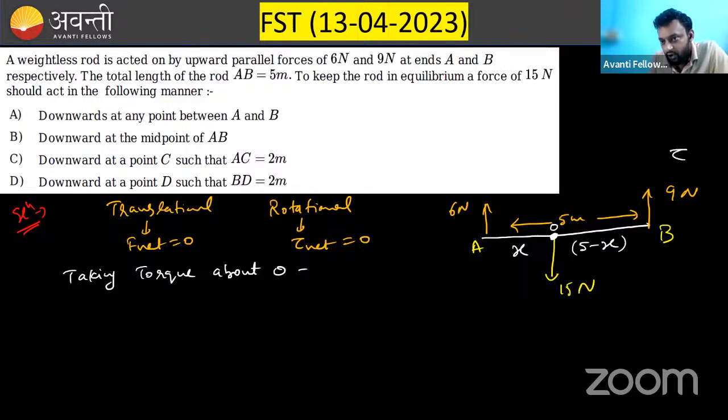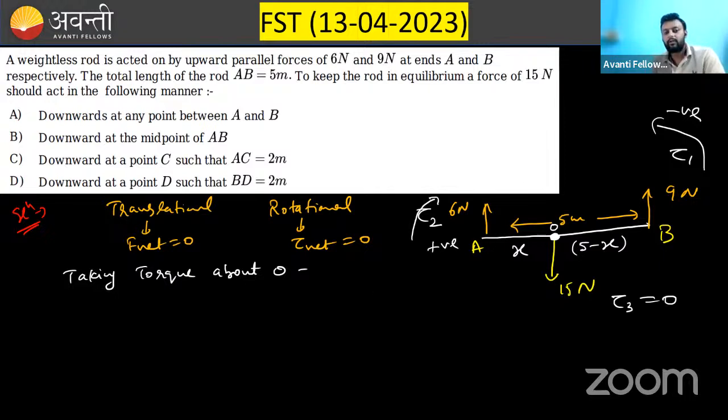There is torque 1, torque 2, and torque 3. Out of this, torque 3 is 0 because it is acting at the same point where we have chosen the axis. So tau 3 is 0. That means tau 1 and tau 2. You can clearly see that tau 1 will rotate the body in the anti-clockwise direction, so tau 1 is negative, and tau 2 will rotate the body in the clockwise direction, so it is going to be positive. Now write the torque equation.